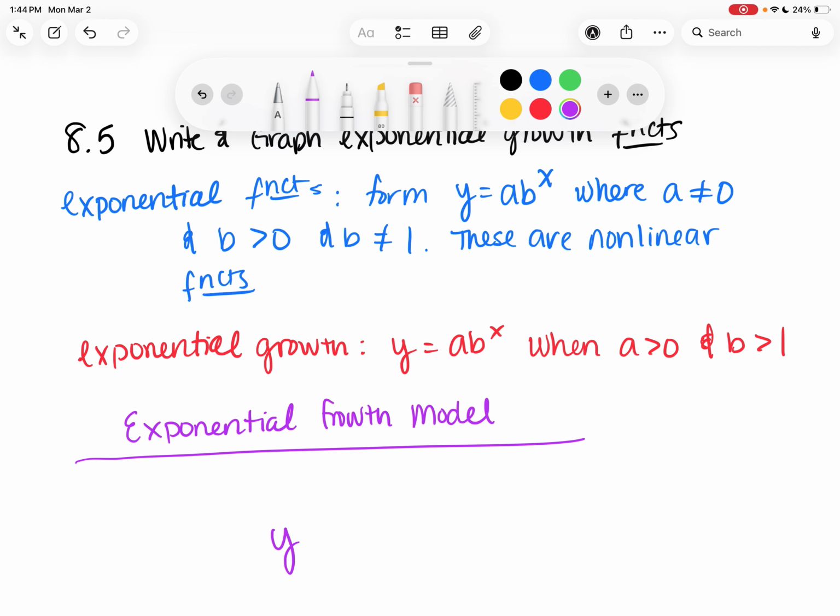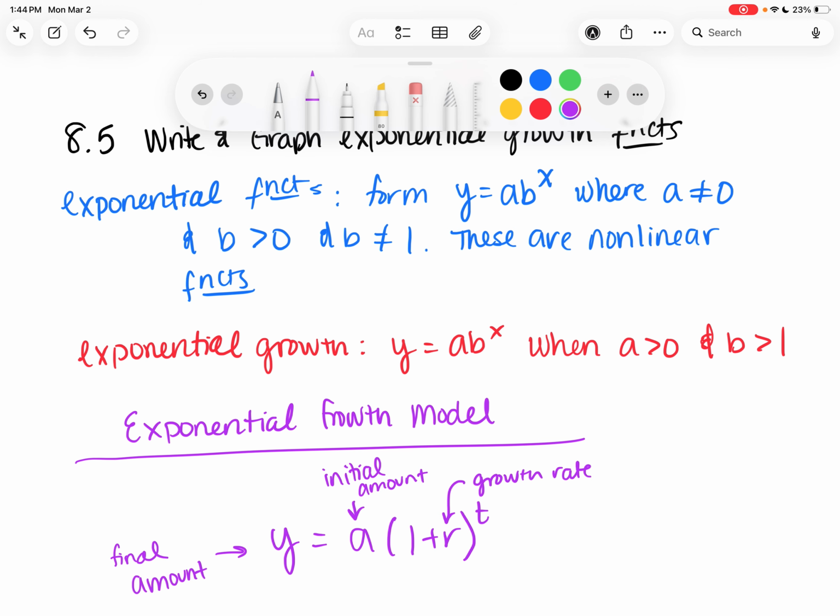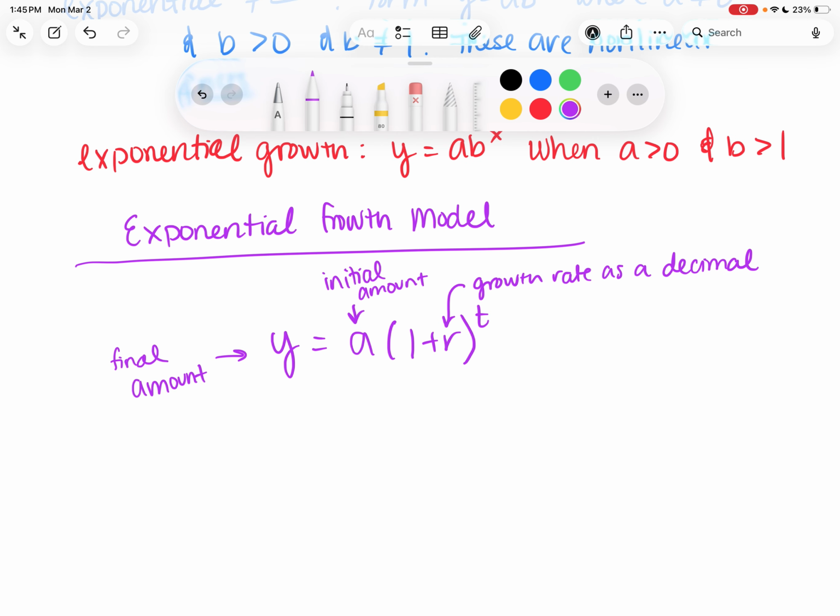Y equals a times 1 plus r to the t, where y is the final amount, a is the initial amount, r is the growth rate as a decimal, 1 plus r is the growth factor, and t is the time period.